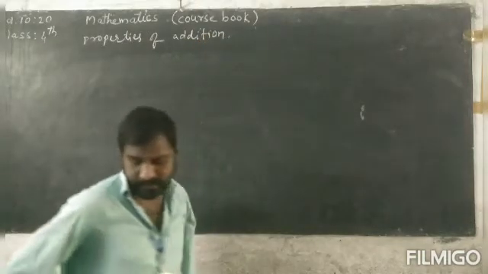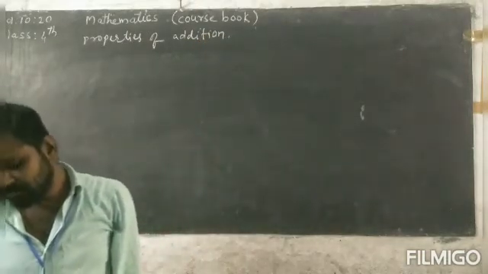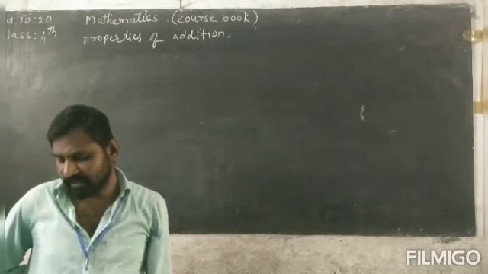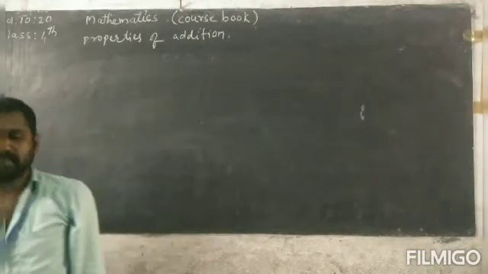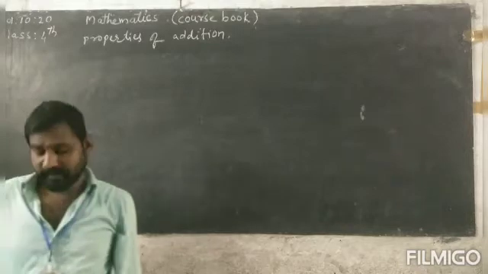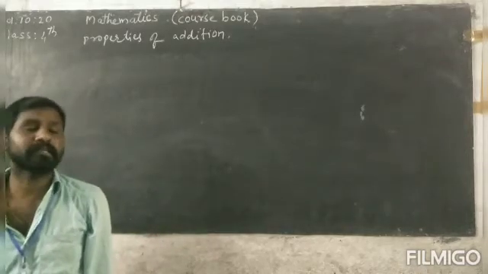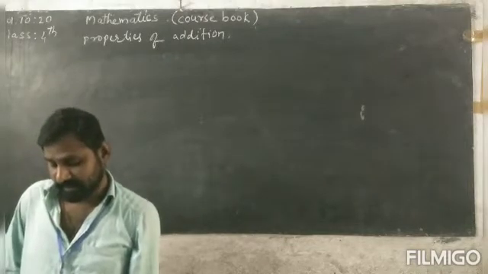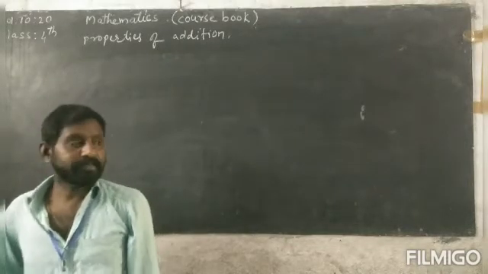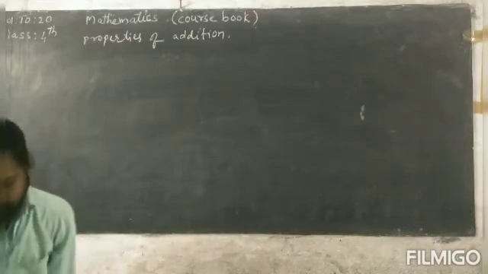Properties of addition. So let us learn about the properties of addition now. There are 3 properties of addition. First one is commutative property, next one is associative property, and third one is identity property. See, first we discuss the commutative property.